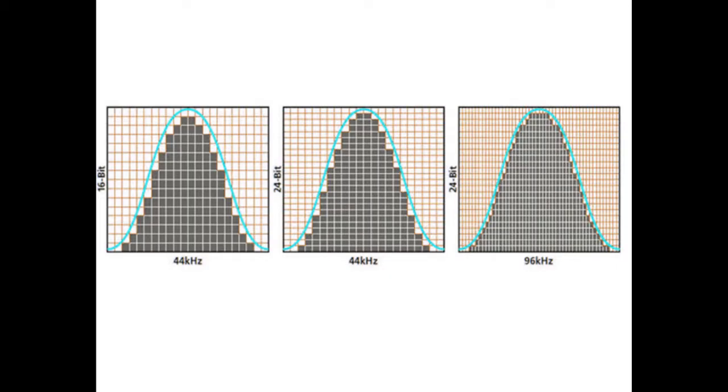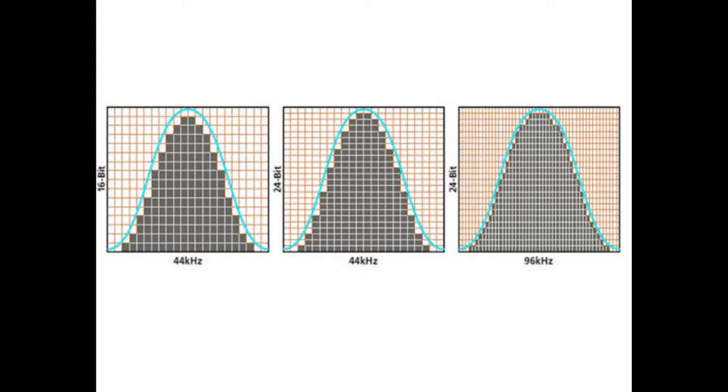So if you look at these three graphs, they are the same audio file represented with different sample rates and different bit depths. If you have a 44 kilohertz file, 16-bit, what this means is that each of the 44,000 individual samples has 16 bits in which information can be stored.